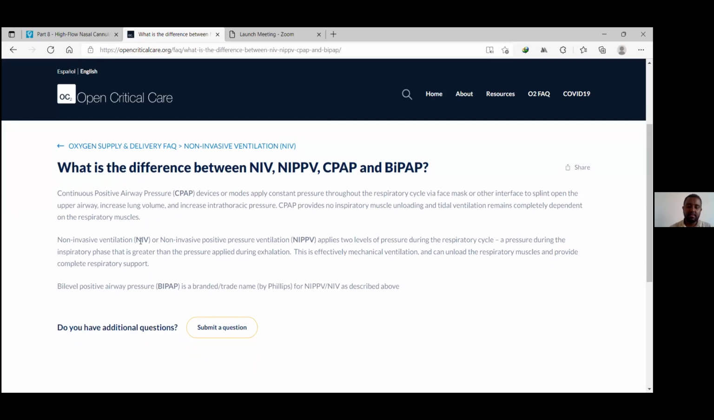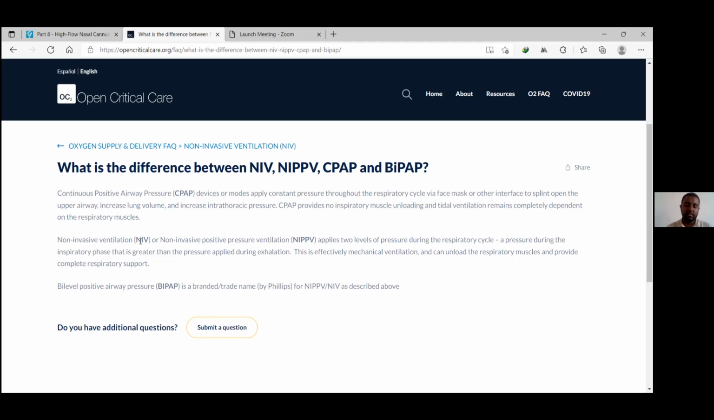But NIV, NIPPV, and BiPAP are all the same; the principle is that there are two levels of pressure applied during the respiratory cycle. A pressure during the inspiratory phase that's greater than the pressure applied during exhalation. And this effectively, like mechanical ventilation, can unload the respiratory muscles and provide complete respiratory support.